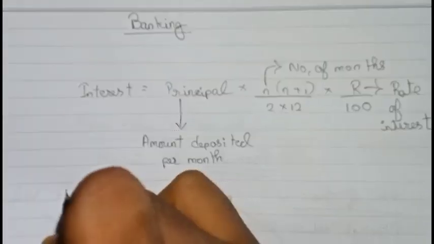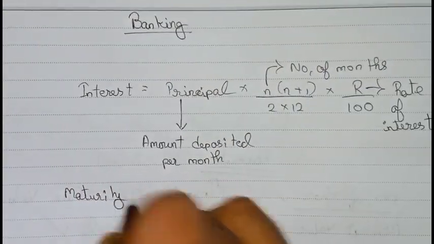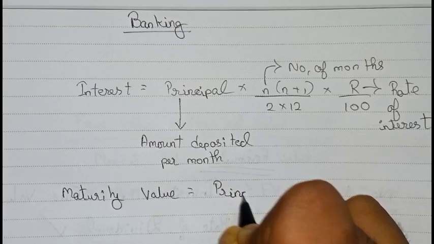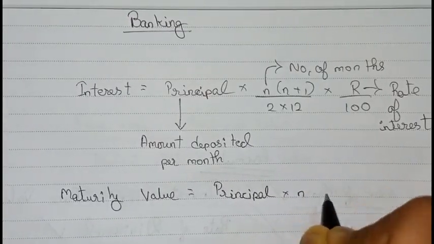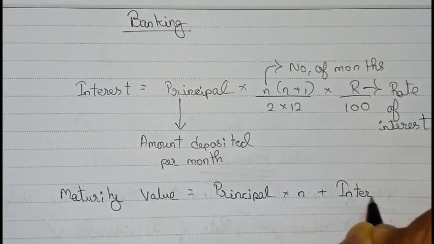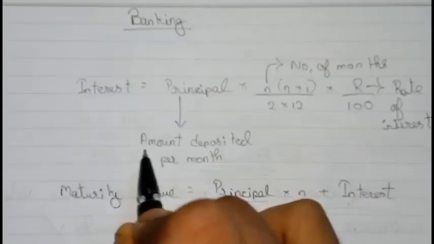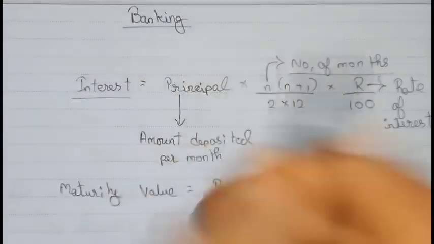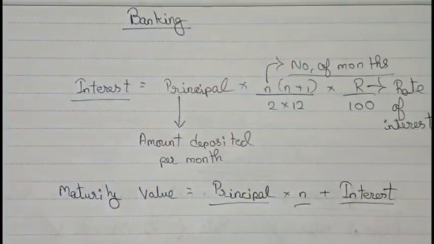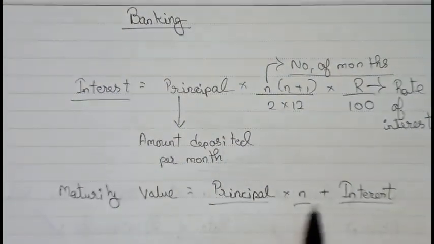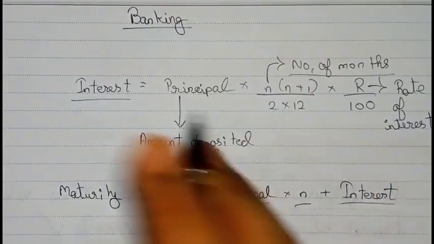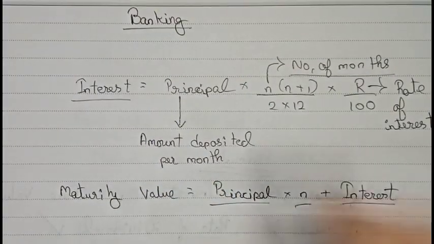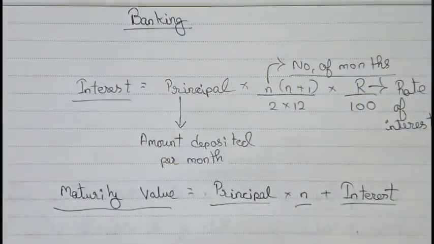Now we will find out the maturity value. The maturity value formula is principal into n plus interest. Principal is the amount deposited per month, n is the number of months, and interest is the interest that we got from the first formula. That interest we will put here. Here interest is the excess amount that I am getting from the bank, and maturity value is the total amount including the interest.